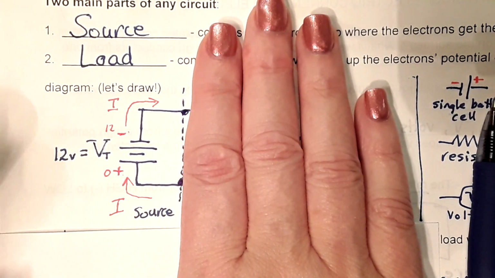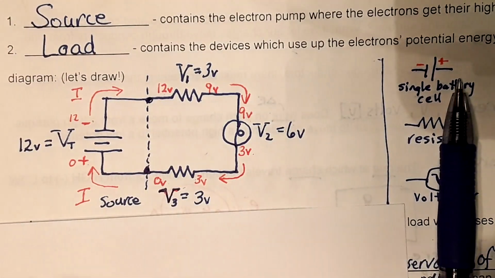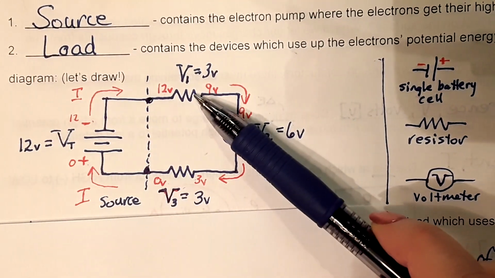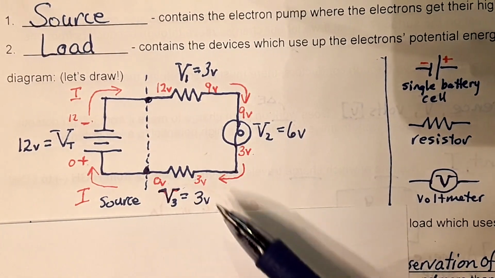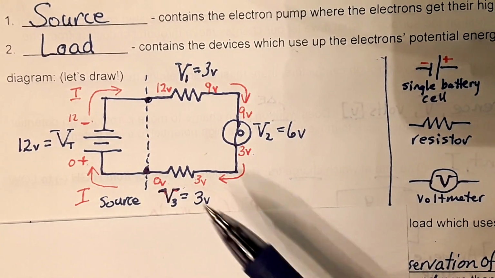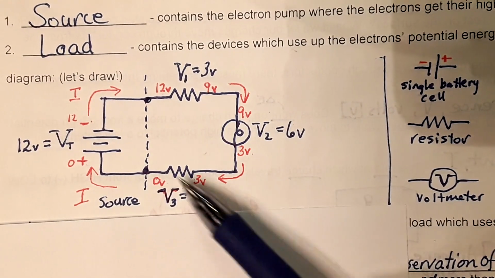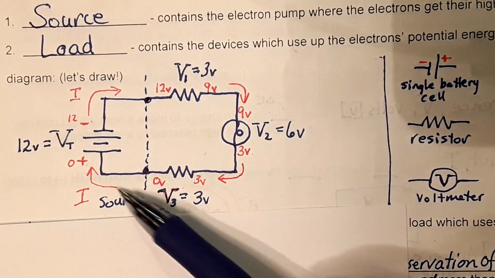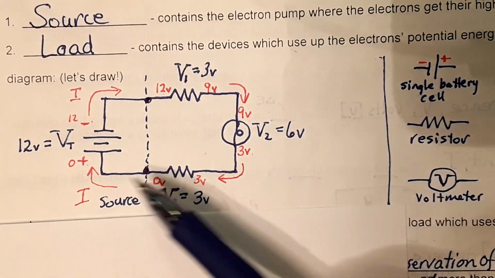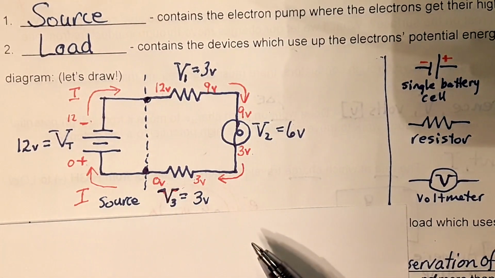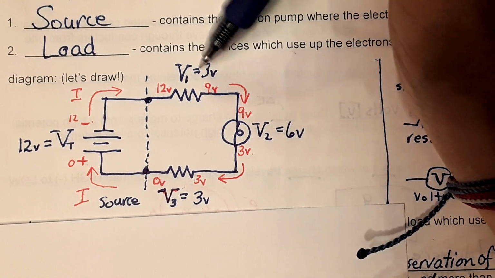All right? Now, let's look at the load. I have put 3 devices in this load. I have a resistor here, a light bulb or lamp, and another resistor. Notice I have labeled them V1, V2, and V3 because that's the order the current goes through them. Goes through this one first, then this one, and then this one last. So V1, V2, V3. Now, look right here. I've given values to these.